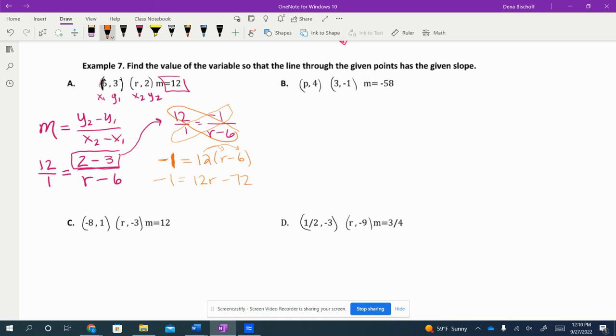Okay. Please and thank you. So now what am I going to do? I'm solving for R. So I'm going to add 72 to both sides. And I get that 71 equals 12R. Divide both sides by 12. And I find out that R equals 71 over 12. Is that a nice number? No, it's not. It's a horrible number.